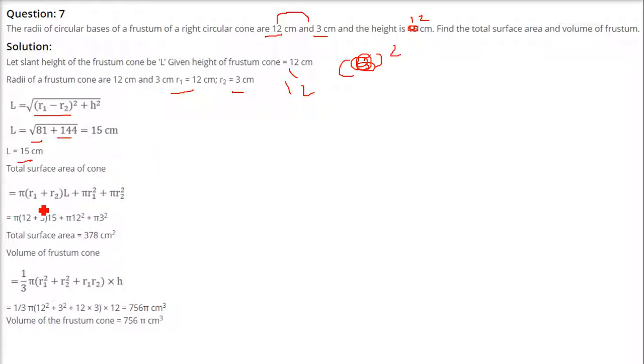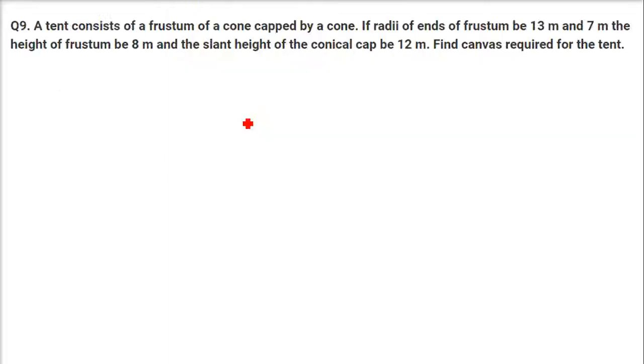Now we have the formula for the total surface area, pi into (r1 plus r2) into L, plus pi r1 square plus pi r2 square. This is 12, this is 3, and L we found out to be 15. Now we'll use 12 here and 3 here, and then 378 pi will be the total surface area. For the volume of the frustum, it will be 1 by 3 pi (r1 square plus r2 square plus r1 r2) into h. So put all the values, and this will come as 756 pi. The area will be in square units, the volume in cubic units.